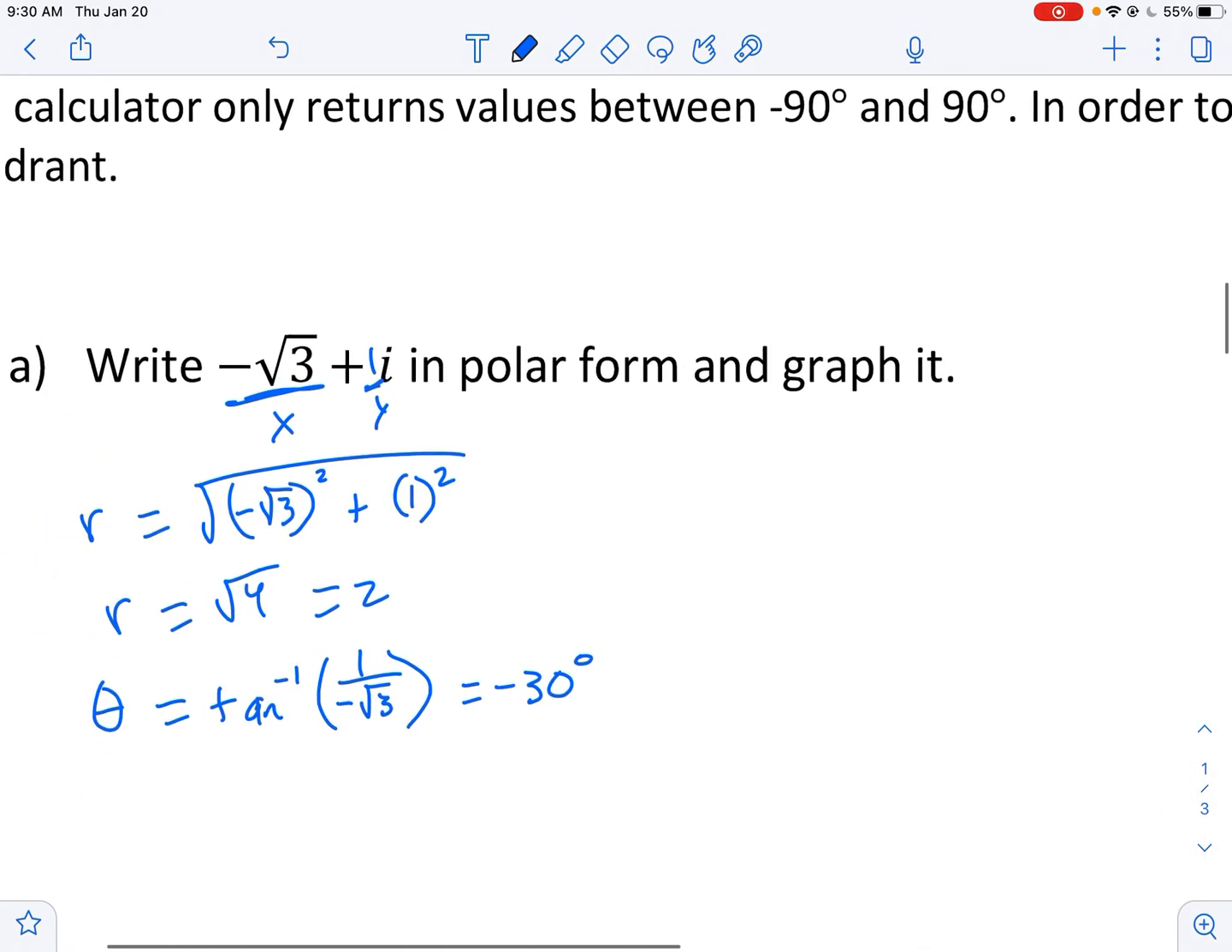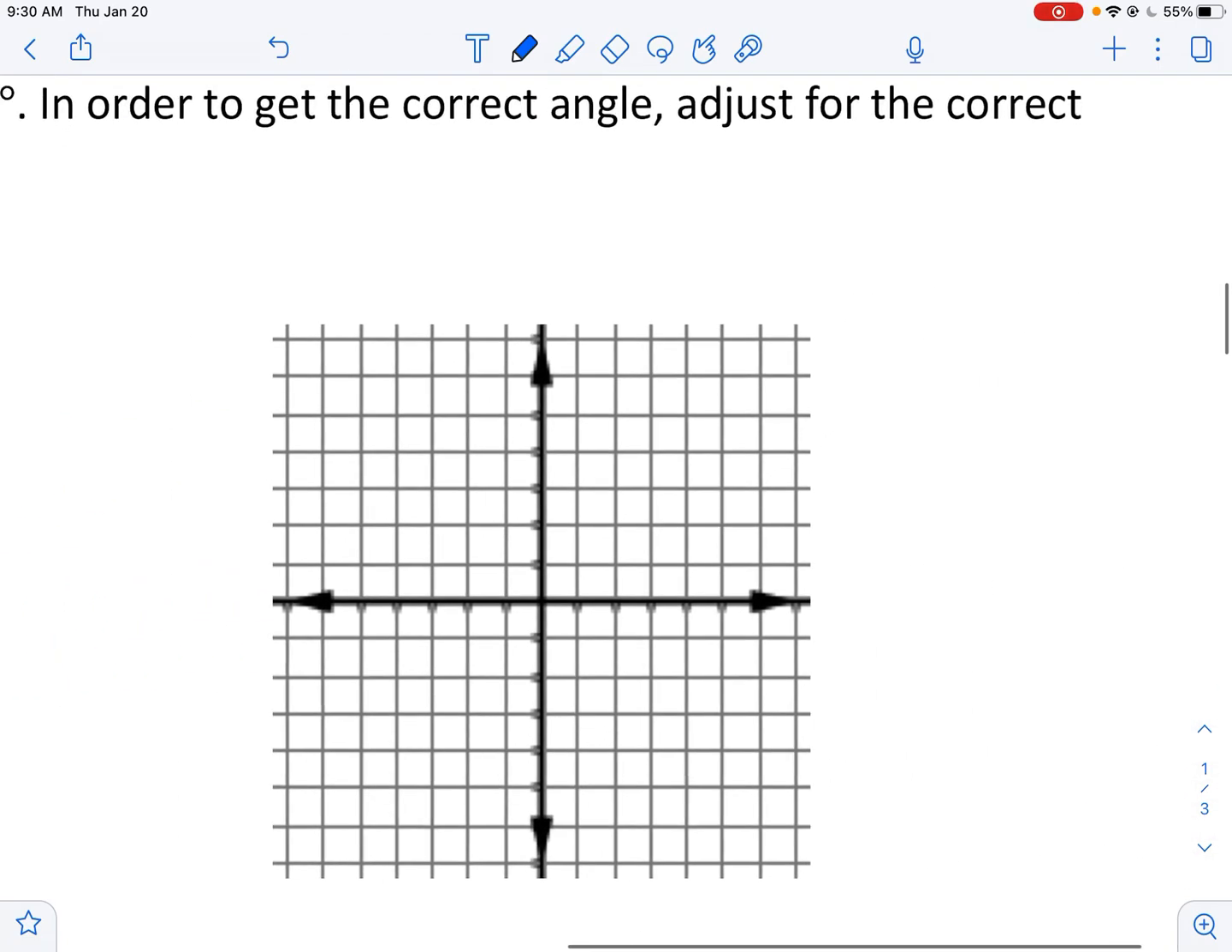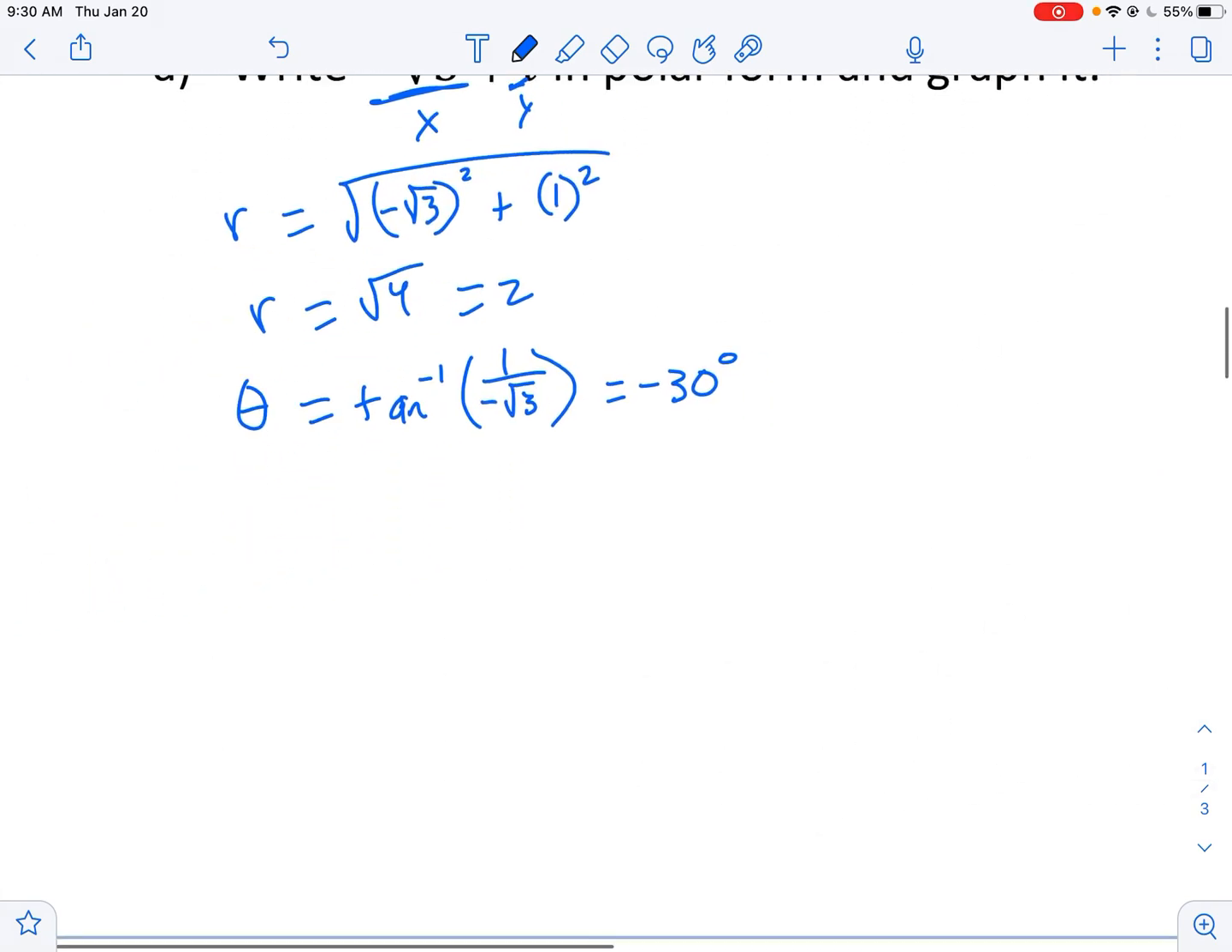So I'm going to come over here, see, negative root 3, 1. Negative root 3, 1, it'd be in this area up here. But we got an angle down here, right, negative 30. And so to fix it, we need to get it over there. And we can do that by adding 180.